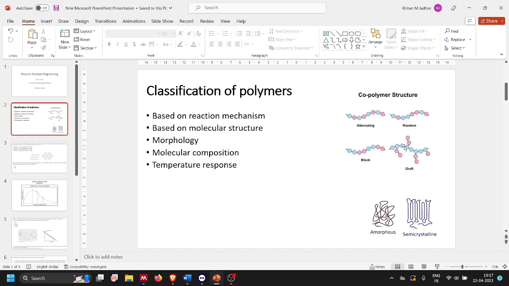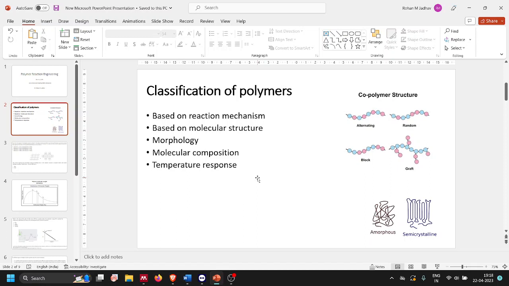And another type would be the graft polymer, where these copolymers are attached as grafts onto the main polymer backbone. So that is the classification based on the molecular composition. Next, we have classification based on the temperature response. Temperature response for polymers consists of two types, thermoplastics and thermosetting plastics.